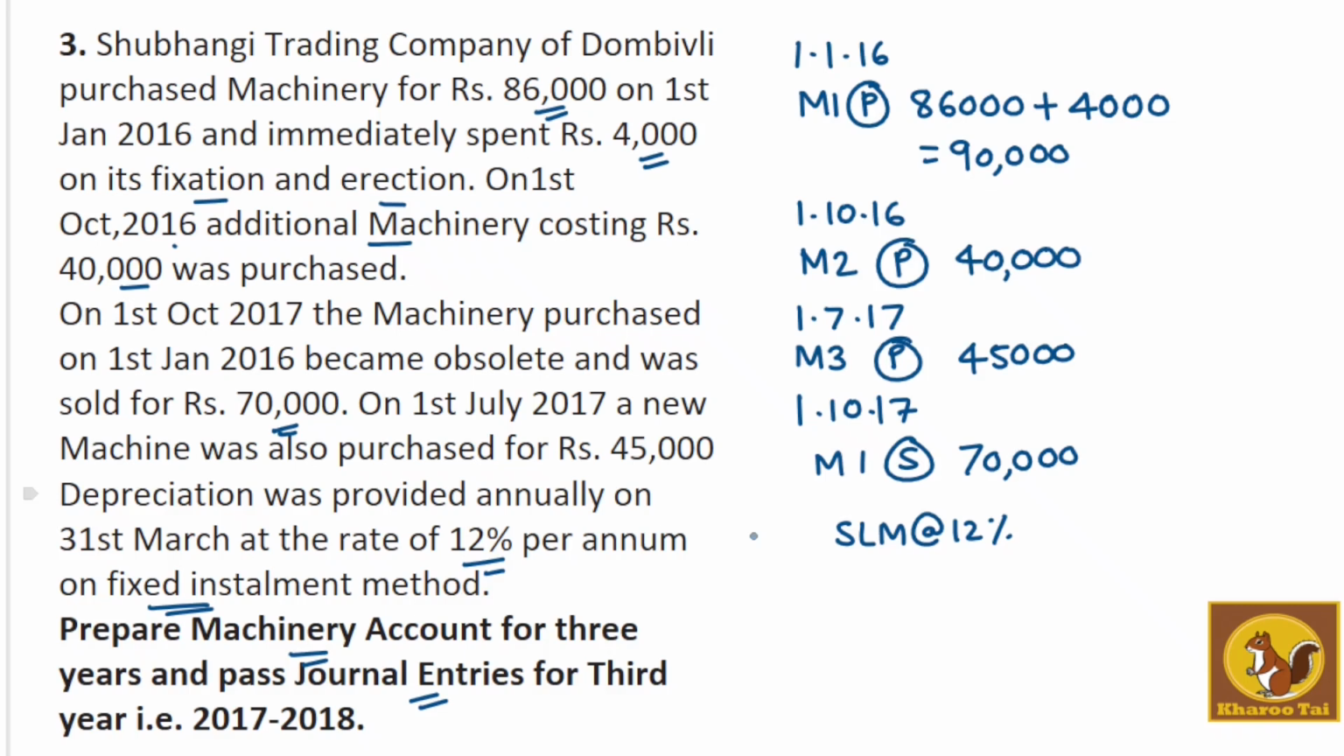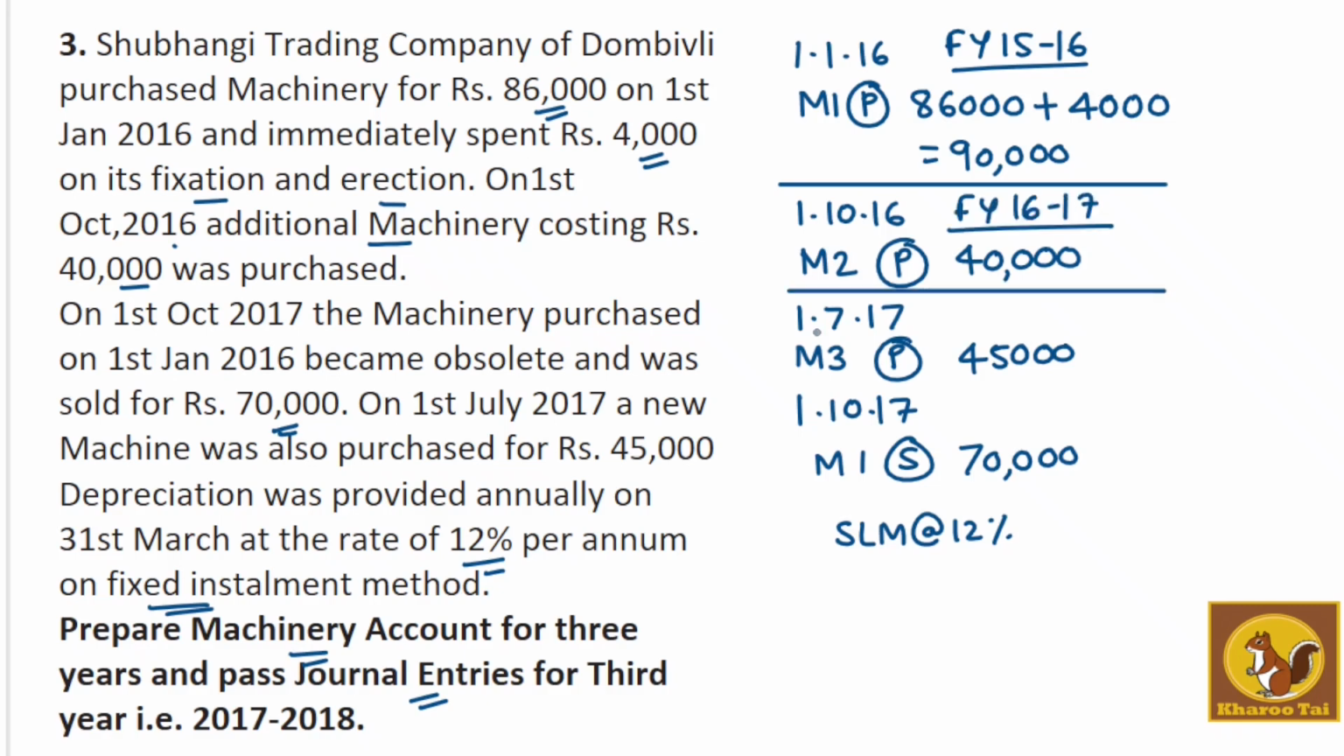So this is a summary of this sum. The first transaction is in financial year 15-16, one purchase transaction. In the second year, financial year 16-17, there is again one purchase, and in the next financial year 17-18, there is one purchase and one sale. So we have to give journal entries for these transactions of the 3rd year. Based on this, we can start our working.